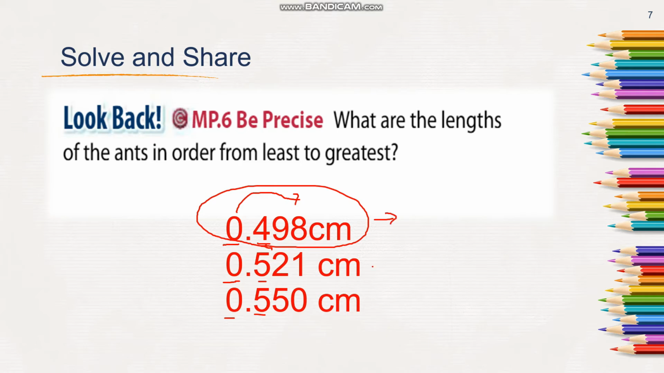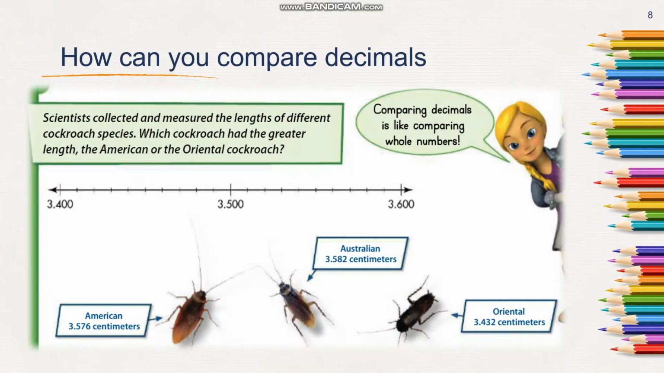If we're going to compare 521 and 550 thousandths, the first digit, we have 0 and 0. If they are the same, proceed to the next one, 5 and 5. Proceed to the next digit, 2 and 5. So which is the least one, 2 or 5? Of course, 2 is the least. That's why 521 is the second to the least, and the greatest is 550. How can you compare decimals?